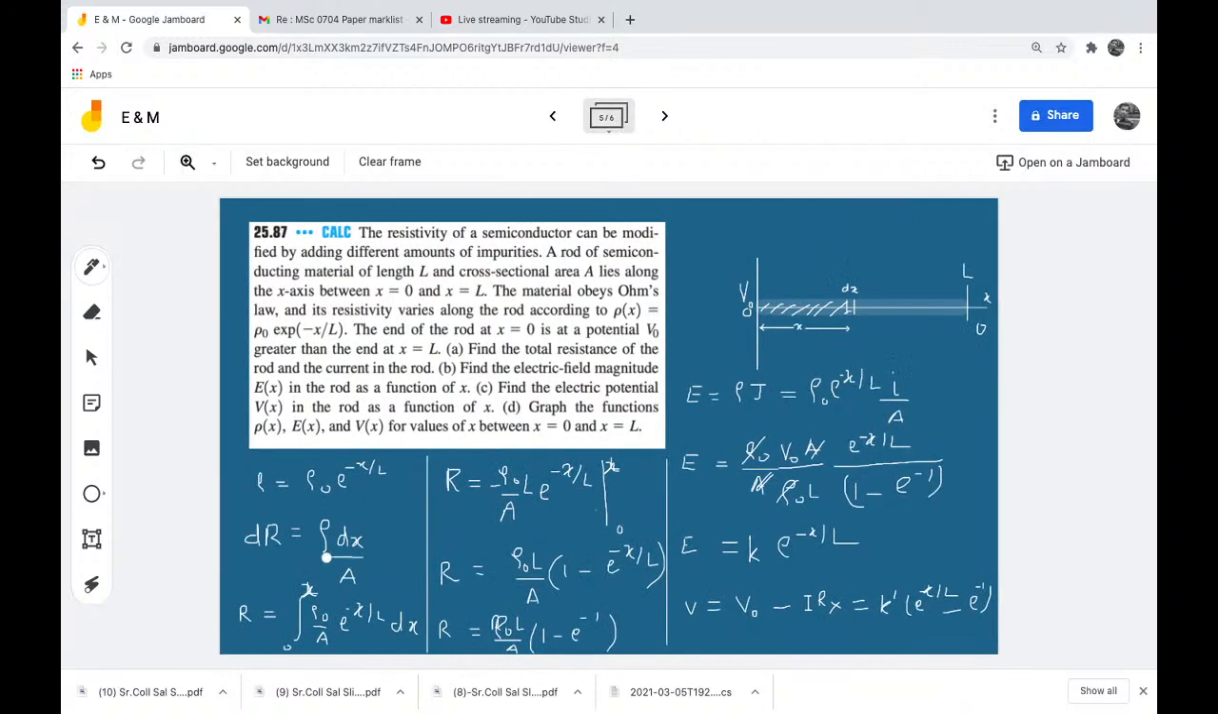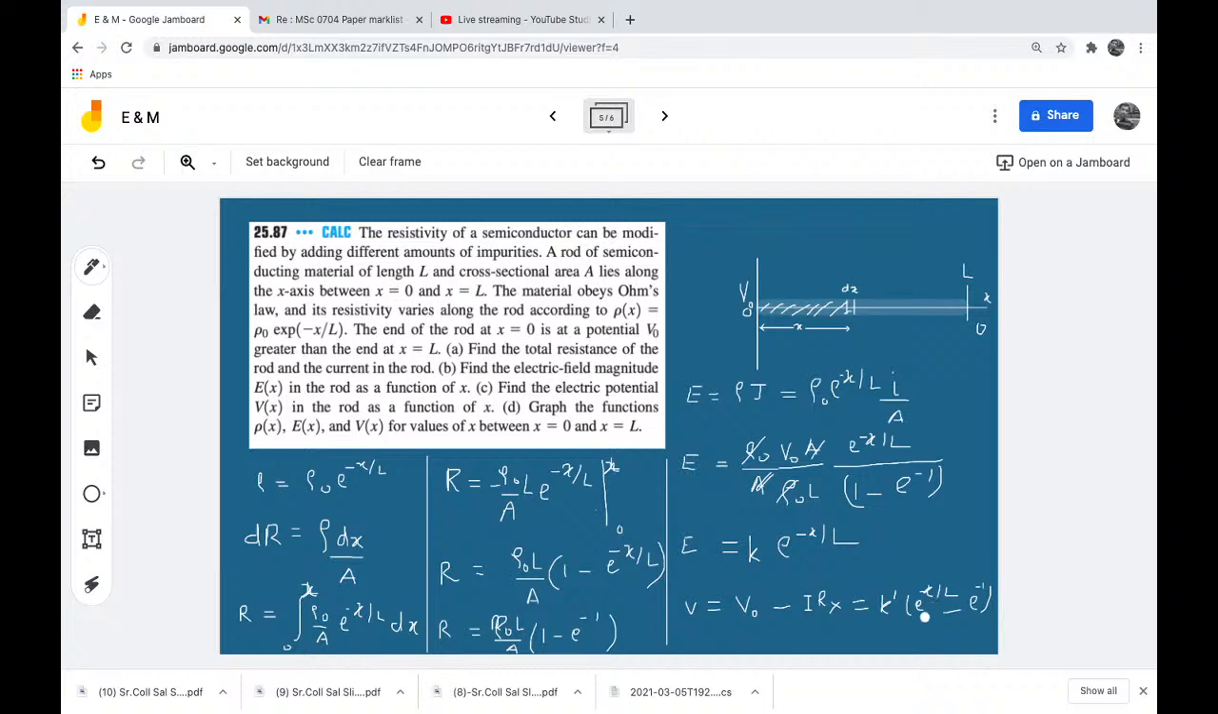The second graph asked is E of x. So E of x has a similar behavior, e power minus x by L. So this is what you will get. Third graph is V of x, just that your converging limits will be different, do remember.